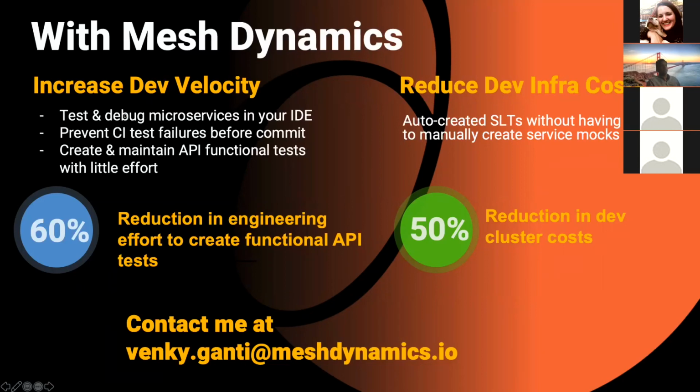Developers are able to test and debug these microservices in their IDEs. They can prevent CI test failures even before they commit, because they're actually using the CI traffic. Then they're able to create and maintain API functional tests with no scripting effort. We're able to record from the manual QA or smoke testing activity and create these API tests and enhance them as needed. So that finishes my talk.